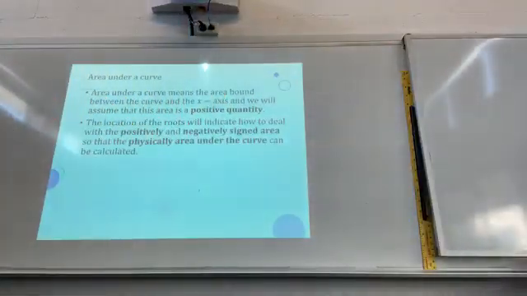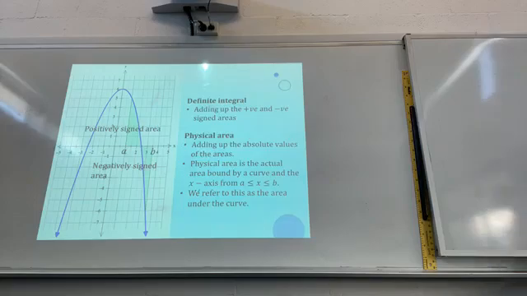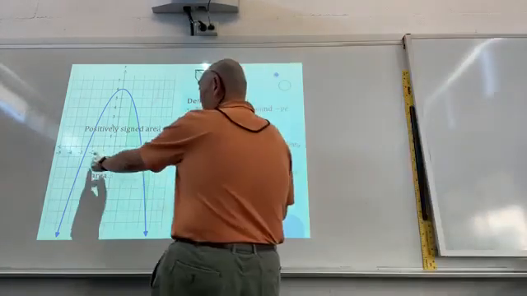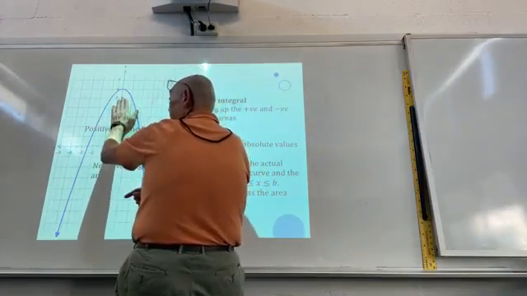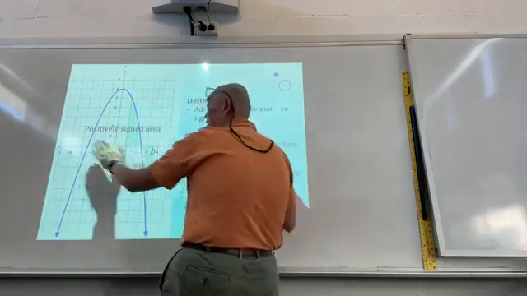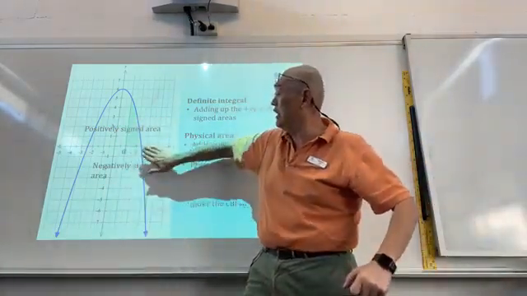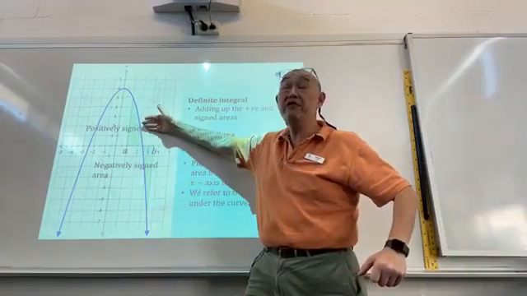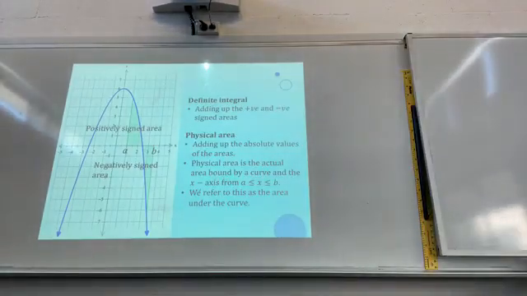Now, the location of the roots will indicate how to deal with positively and negatively signed area, so that the physical area under the curve can be calculated. Let's think about this situation again. The roots here are telling me that above there, there's a positively signed area, correct? And anything below, from the root onwards, there's a negatively signed area. Yeah? So you need to think about how you can change the negatively signed area, make sure that it's positive so that you are adding both of them together. That will be your physical area.